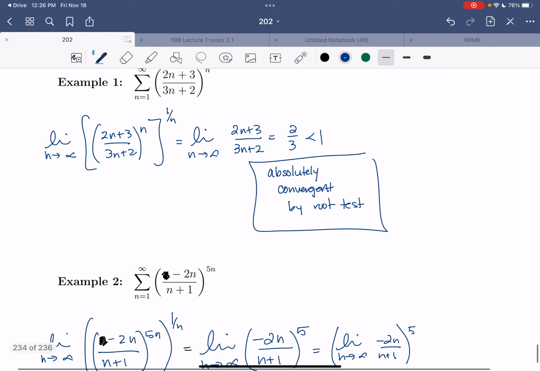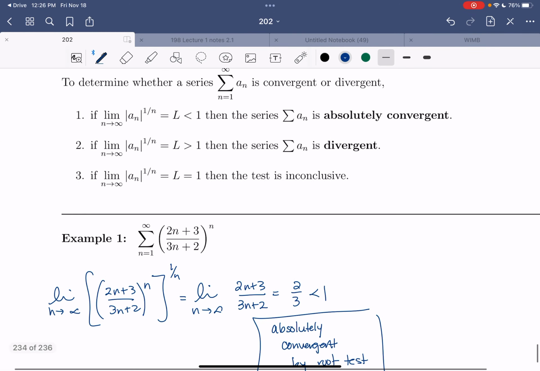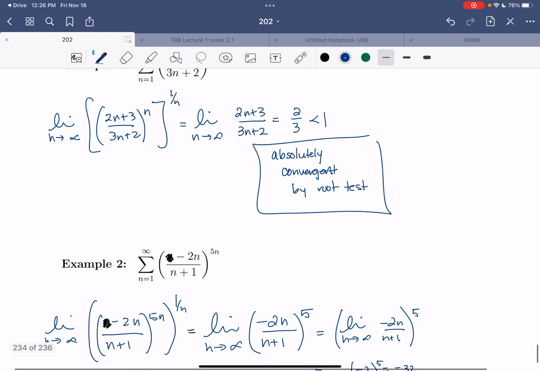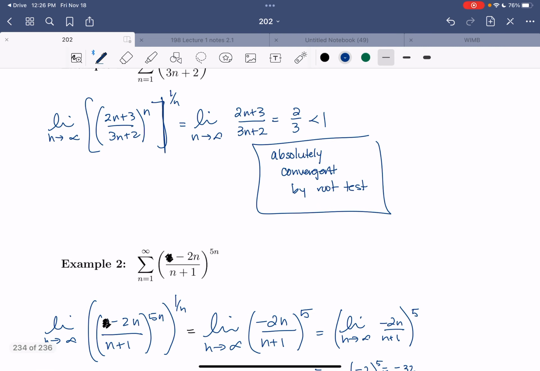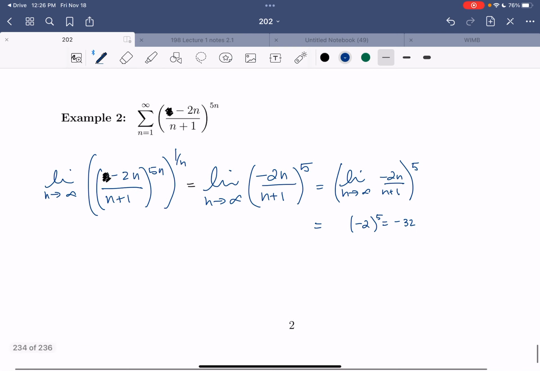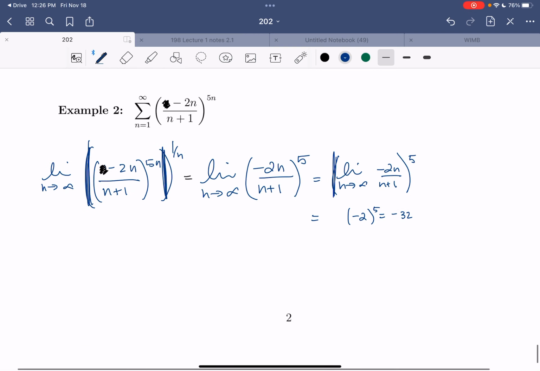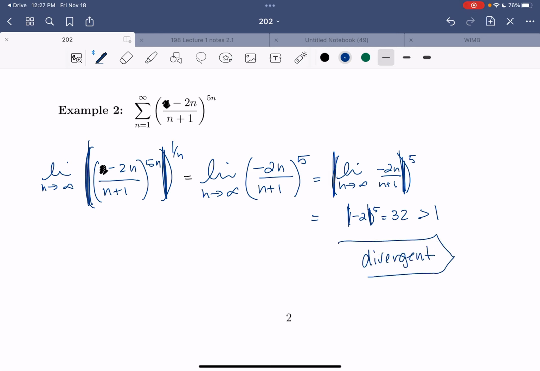Okay, all right, now looks like we missed something. What did I miss here? We missed the absolute value. So we need absolute value here and here. In the first one, it didn't matter. Everything was positive. In this one, it does matter. And when we take the absolute value of negative 2 and take it to the 5th power, we end up with positive 32. And that's greater than 1, which means this is divergent by the root test.